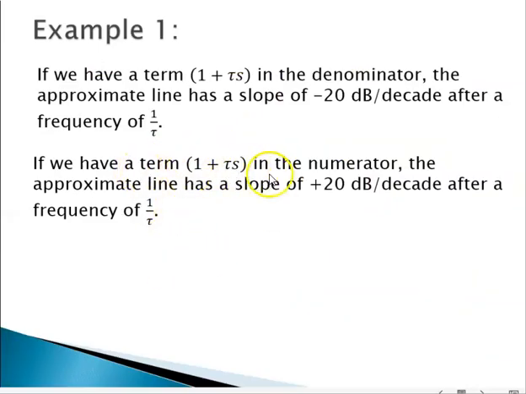Okay. Similarly, if you have a term 1 plus tau s in the numerator, the line will go up at a slope of 20 decibels per decade after the corner frequency 1 over tau.